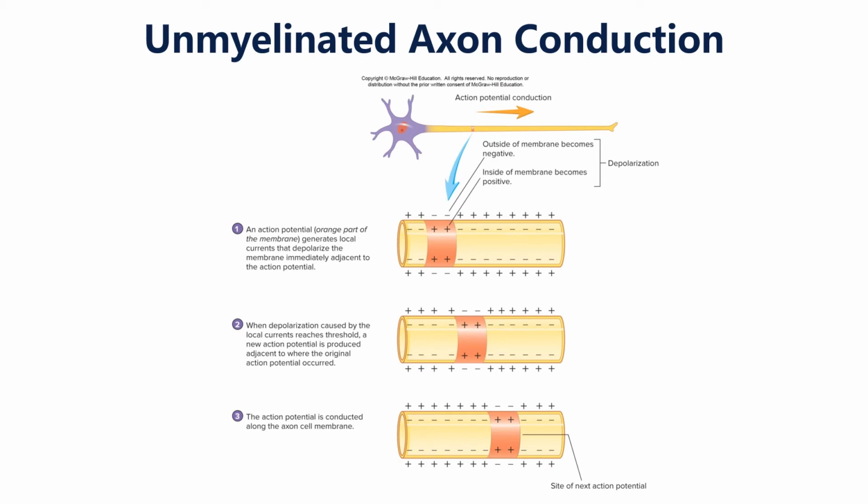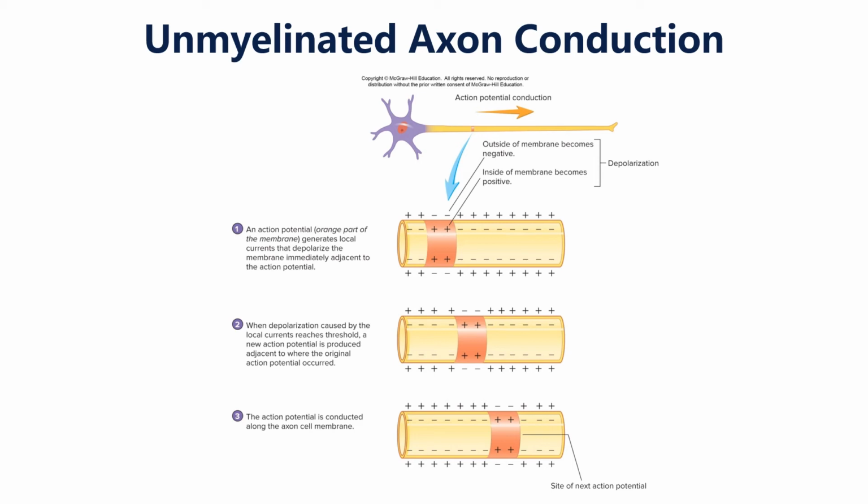In an unmyelinated axon, it looks like this. So it is continuous. The outside of the membrane becomes negative and the inside of the membrane becomes positive. So that's the part wherein it is on the depolarization side or the resting membrane.